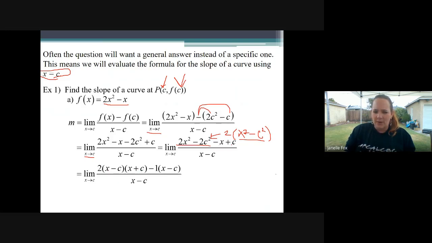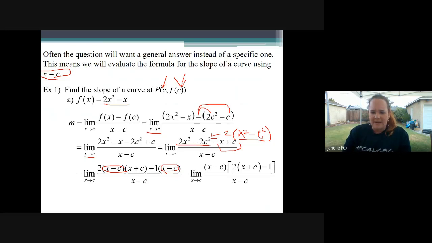And then I'm going to take a negative out of these two terms right here. So minus a 1 times x minus c. And this is factoring by grouping. Do you guys see that both of these terms have an x minus c in common? Oh, that's so gorgeous. Let's factor that guy out. So it's going to say the limit as x approaches c of x minus c, and then times the quantity. What was left over was a 2 times x plus c, and then a minus 1.